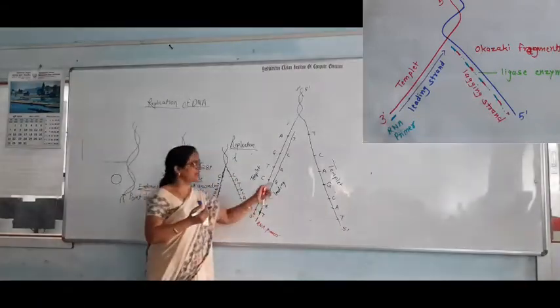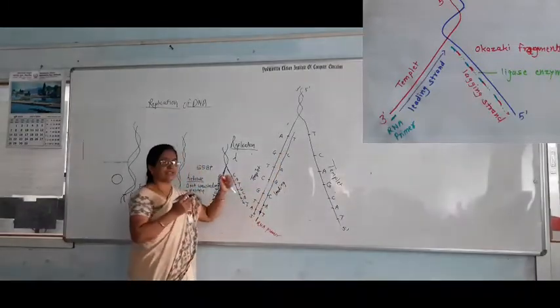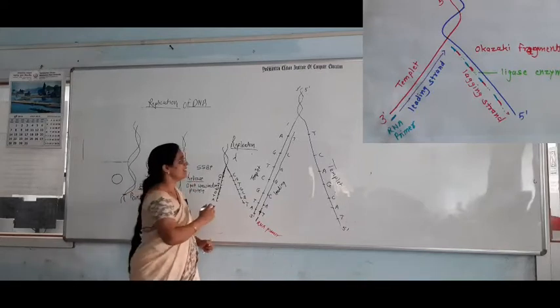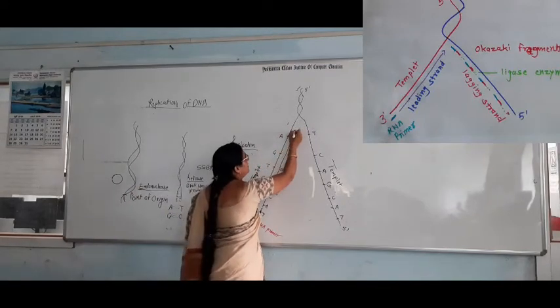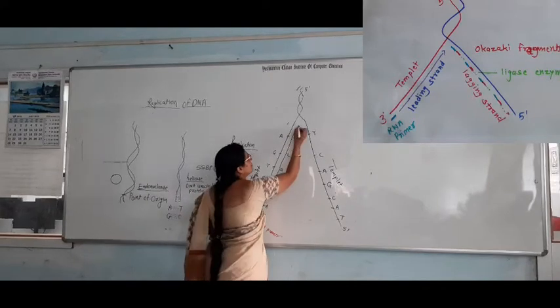The newly produced strand is continuous and fast. That's why it is called the leading strand. But what happens here? Look at here. On the other hand, here the RNA primer is necessary for the synthesis of the new strand.